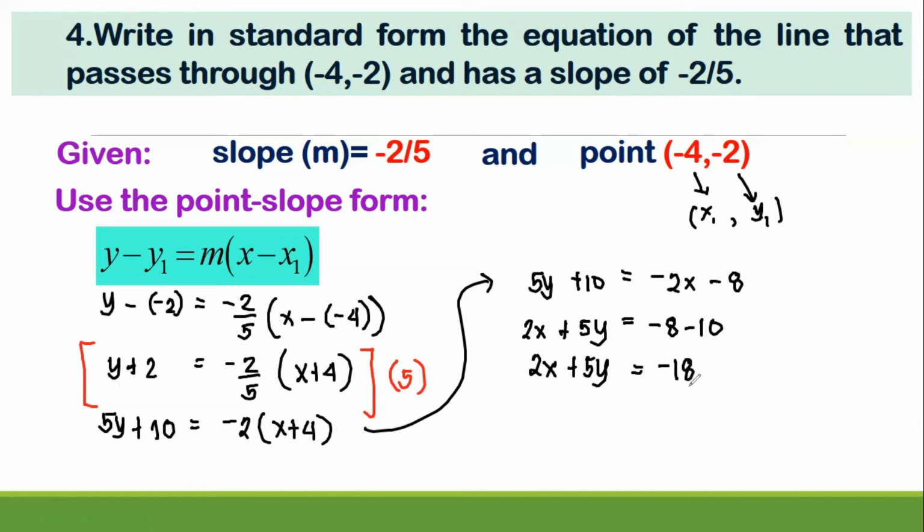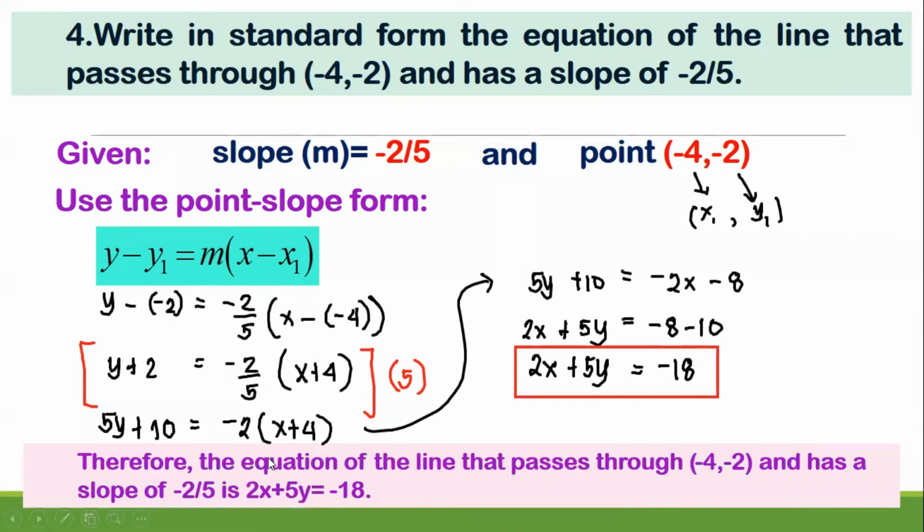So there you have it. We have 2x plus 5y equals negative 18. Don't forget to box your final answer. And then please write down your conclusion in statement form. Therefore, the equation of the line that passes through (negative 4, negative 2) and has a slope of negative 2 fifths is 2x plus 5y equals negative 18.